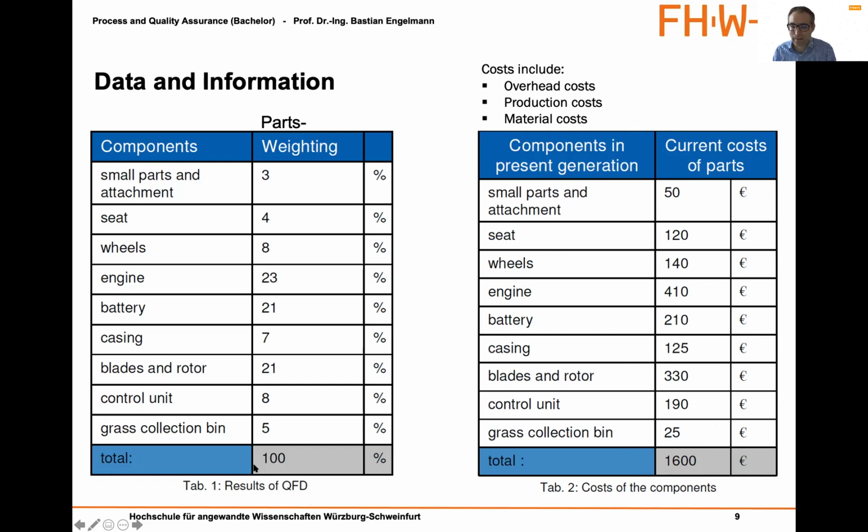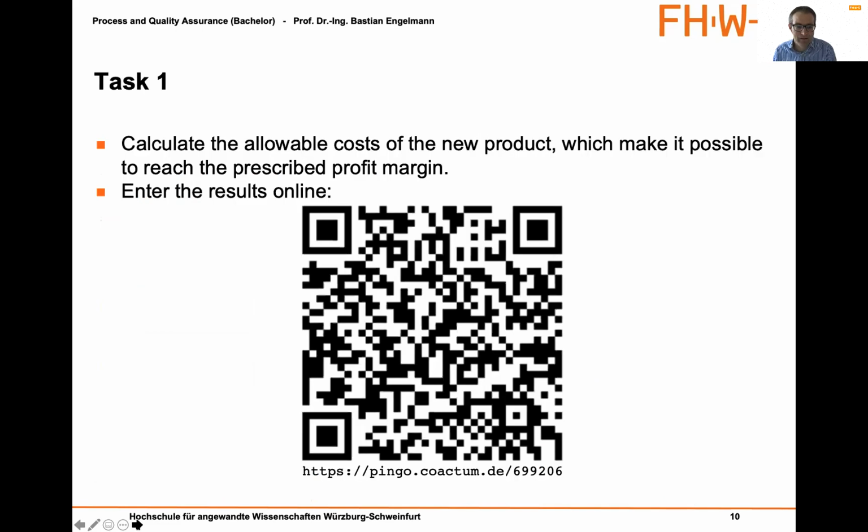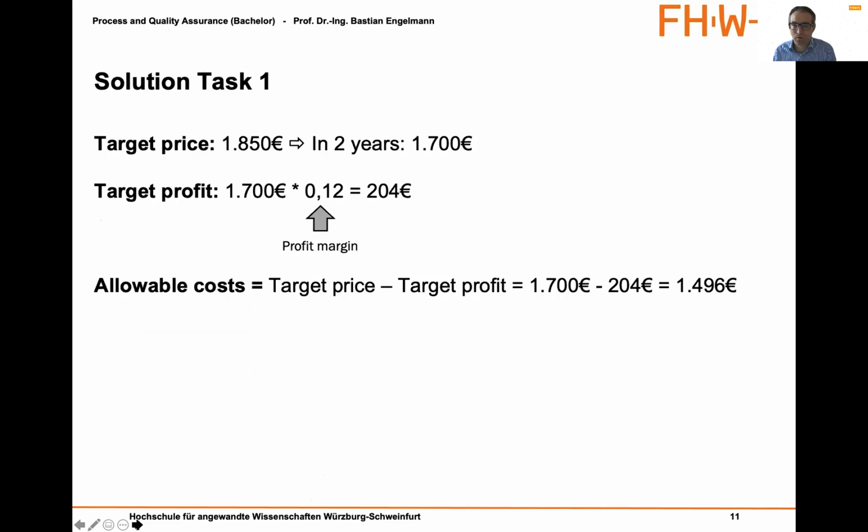Now a very easy following question: we now know that we have allowable costs of 1,496 and we have the drifting cost of 1,600. So what is our gap? Do you have an idea? Please, you can also write it in the chat. I think it's a little bit easier than using Pingo.